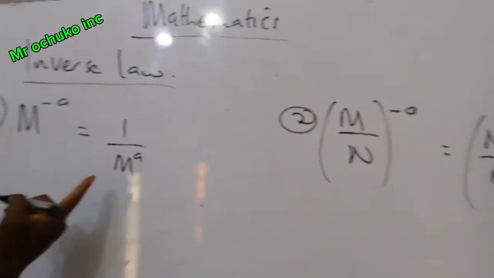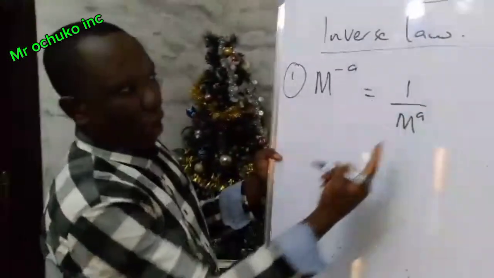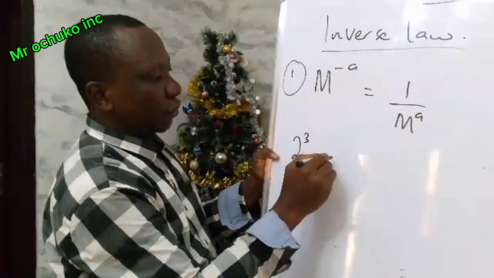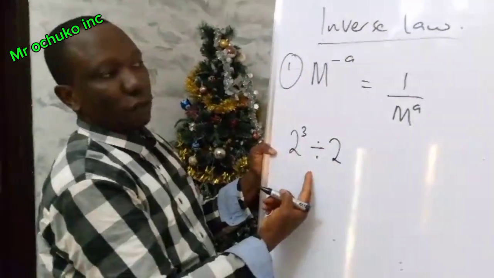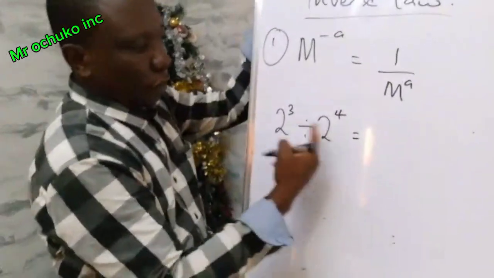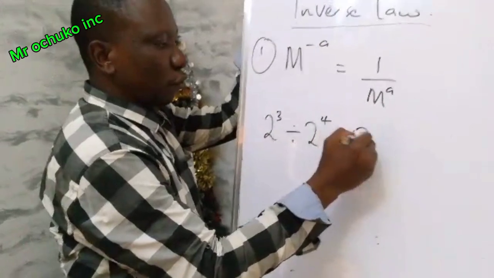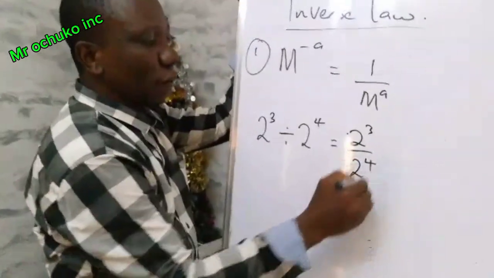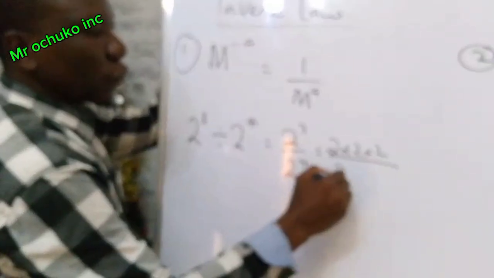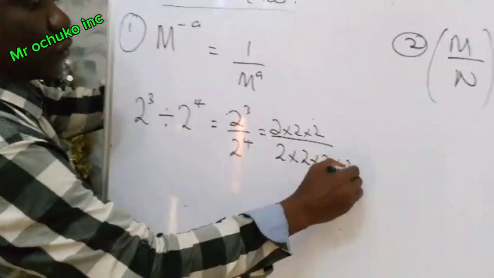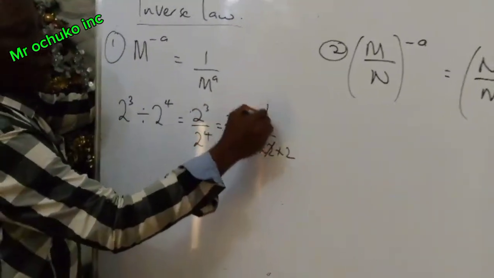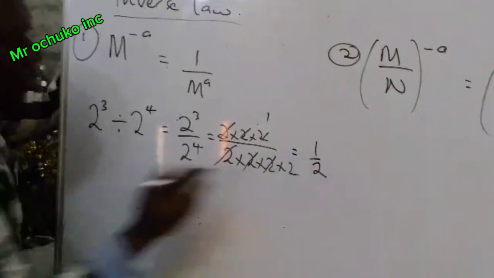So what happened here? Let's use a simple example and tell you how we got something like this. If I have 2 raised to the power 3 divided by 2 raised to the power 4, by expansion, I have 2 times 2 times 2 all over 2 times 2 times 2 times 2. So 2 divided by 2, 2 divided by 2, 2 divided by 2. You can see that I have 1 over 2. Let's leave it that way.